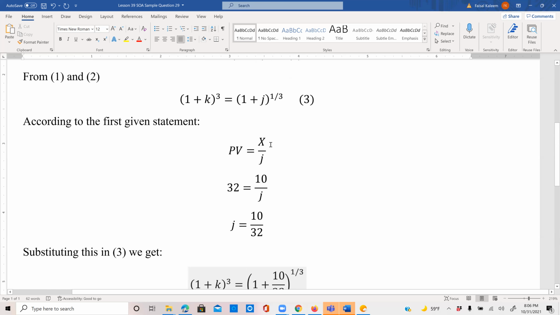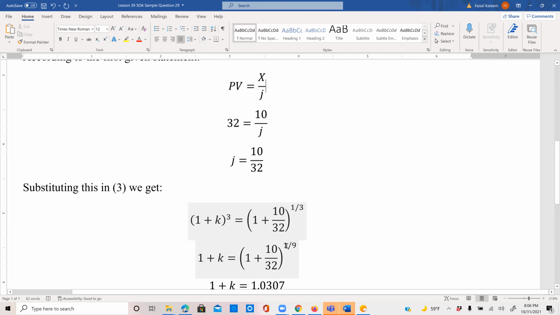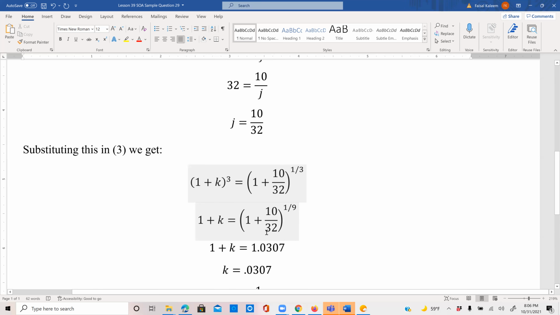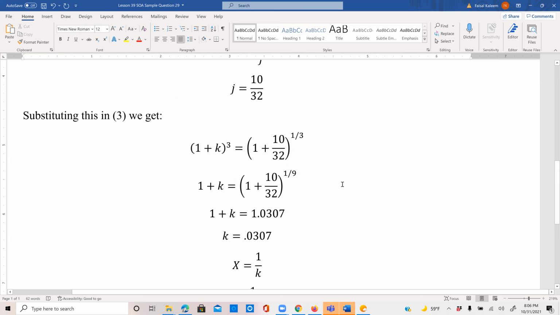And from this equation 3, we can set (1 plus K)^3 equals (1 plus 10 by 32)^(1/3), substituting J. So next, take the cube root of both sides. So this becomes power 1/9. And then finally, after evaluating this expression, we subtract 1. And we get K equals 0.0307.